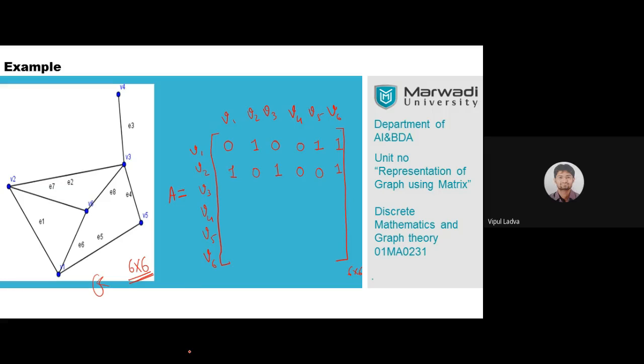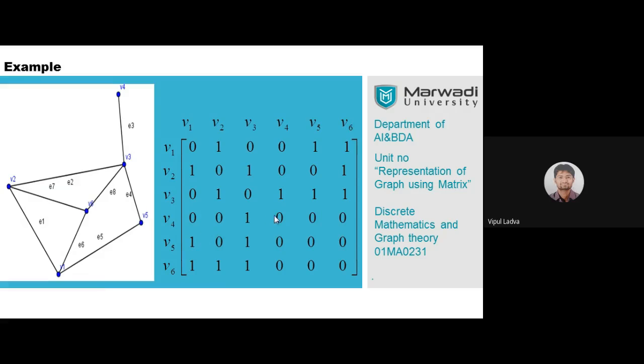Surely it will be a 6 cross 6 matrix. In each and every case, it will always be a square matrix. Whether we are dealing with 3 vertices in a graph, then that matrix will be 3 cross 3. If we are dealing with 4 vertices, then the matrix will be 4 cross 4. If we are dealing with 5 vertices, then that matrix will be 5 cross 5, like that. Is it? So let me show you the entire matrix.